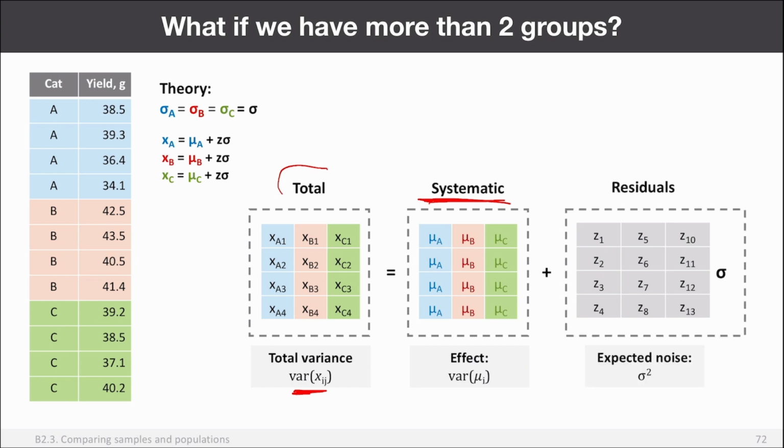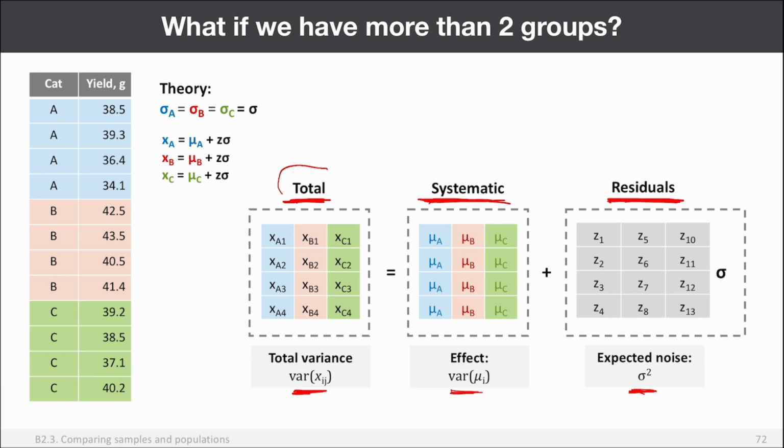While this variance will be totally random, because we know that z-scores are random numbers from a normally distributed population, so that's what we call residuals. This is what is left when we remove the systematic effect from the data, right? So this is the variance of the mean values, and this is the variance of the residuals, right?